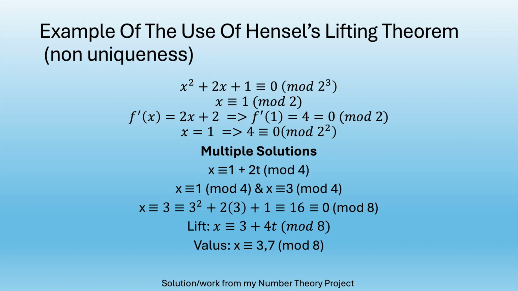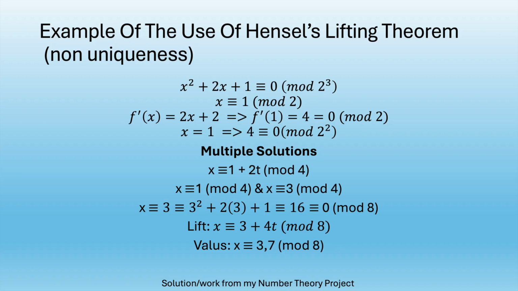From there, we're able to convert to the left side, where we see f prime of x equals 2x plus 2. We continue by doing f prime of 1, so that would equal 2 times 1 plus 2, which gives us 4, which is equivalent to 0 mod 2, since there would be no remainder on that portion. Afterwards, we get x equals 1 that continues to f is equivalent to 0 mod 2 squared. Right here, we see that we're able to get multiple solutions.